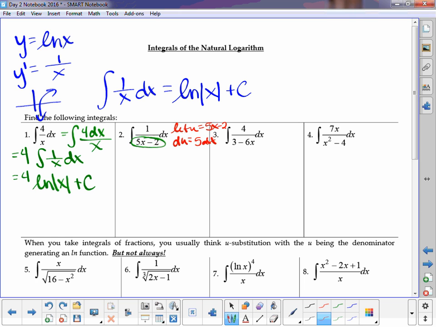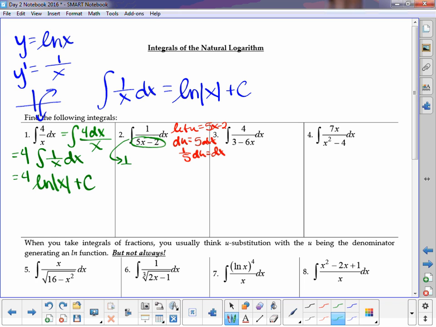I don't have 5dx, though. I just have dx there, because I've already claimed the entire denominator as my u. So, are you guys okay with it being 1/5 du is dx? Are we alright with that? Okay. Alright, so now let's go ahead and rewrite our integral.